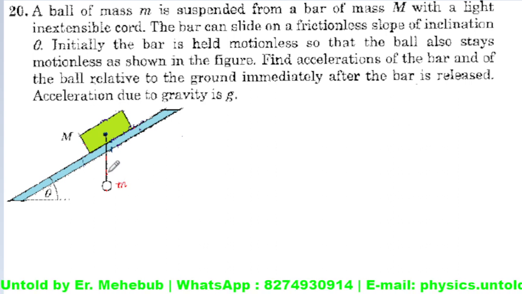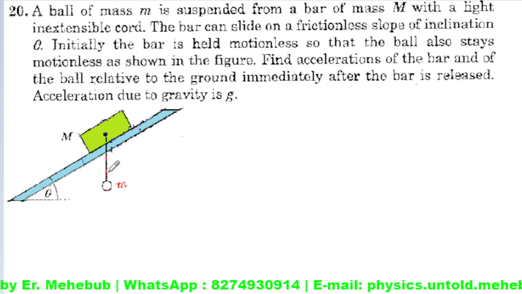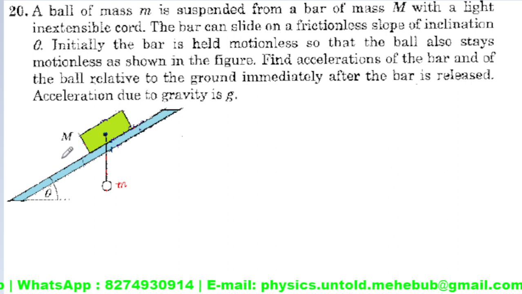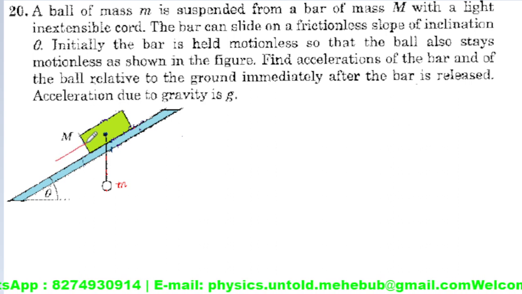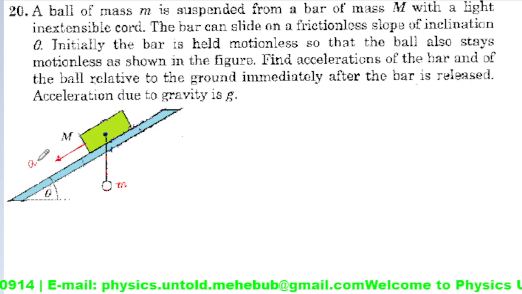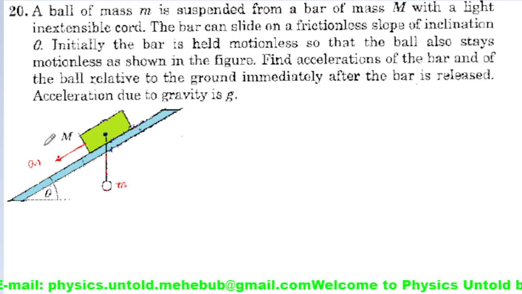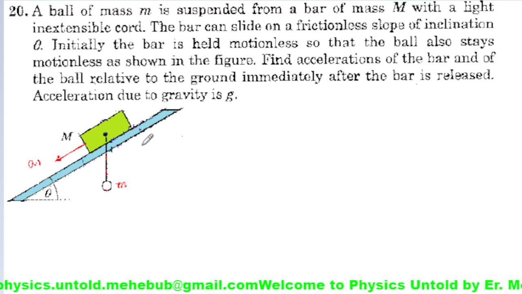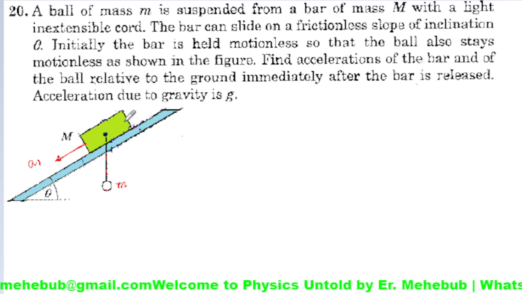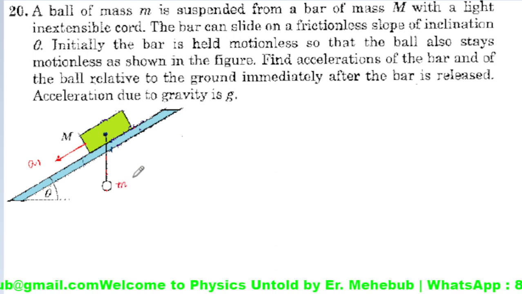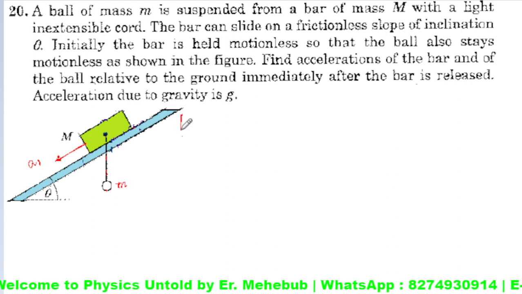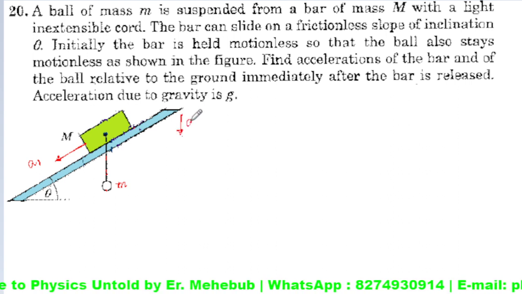As there is the inclined plane, the motion will always act along the plane. So let this acceleration along the inclined plane be a1. And as the mass small m is moving vertically downward, the acceleration of small m is acting vertically downward. Let this acceleration be a2.